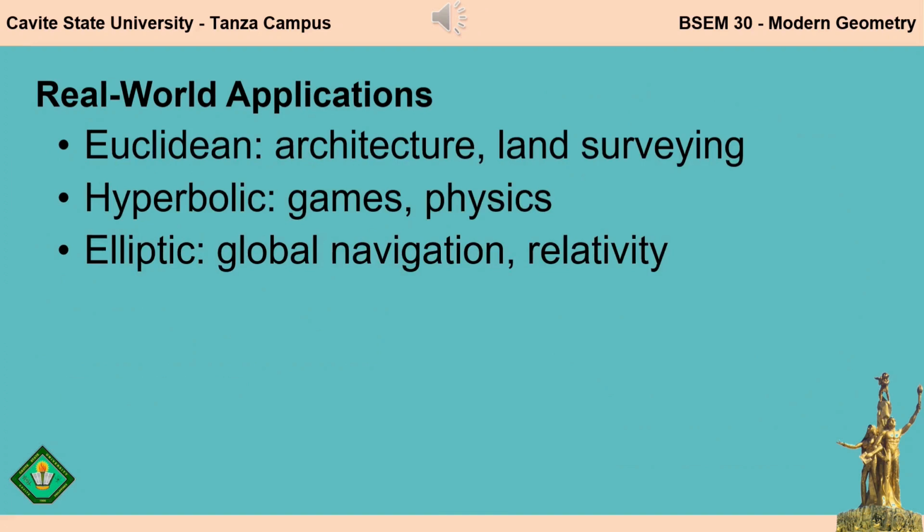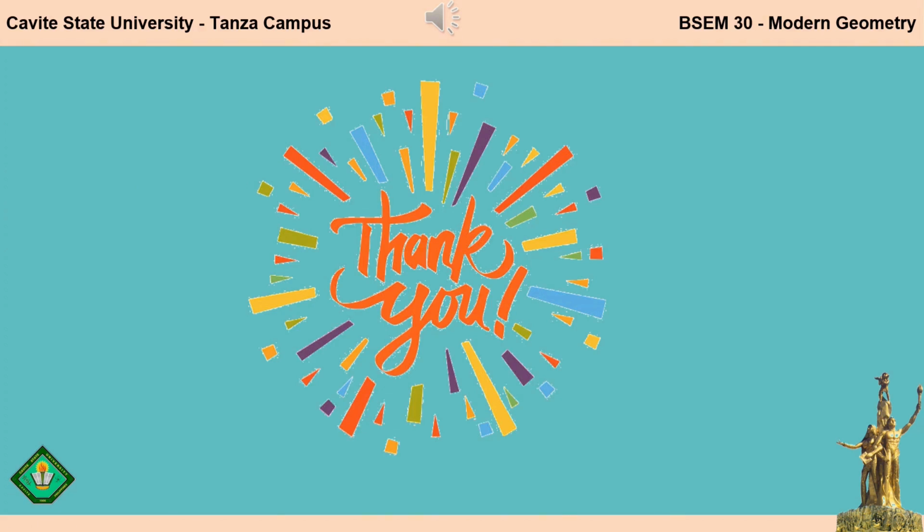To sum up the real-world applications, Euclidean geometry appears in daily tasks like building and measuring. Hyperbolic and elliptic geometries appear in more advanced areas like navigation, astronomy, and even theoretical physics. This ends the introduction to modern geometry. I hope you were able to grasp the differences between Euclidean and non-Euclidean geometry.